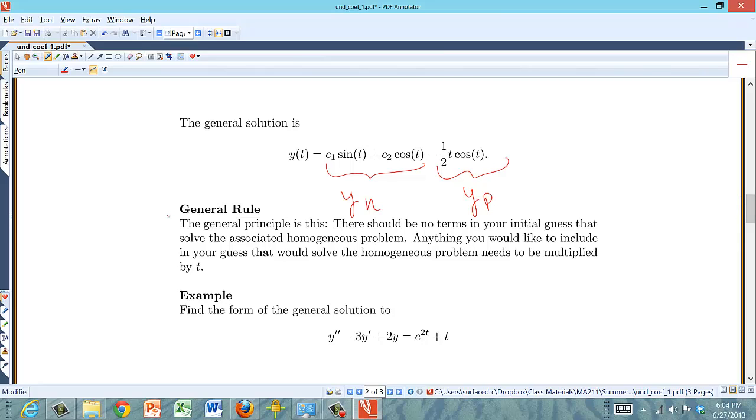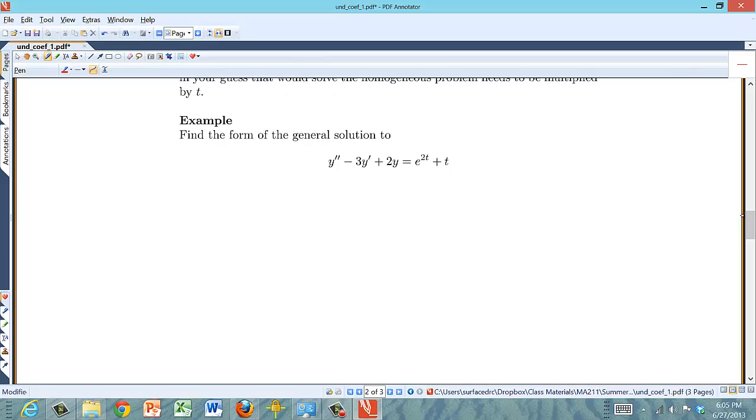Here's the general rule when you're doing undetermined coefficients. There should be no terms in your initial guess, y_p, so your initial guess at a particular solution, that solve the homogeneous problem. Any terms in your guess that accidentally solve the homogeneous problem, they're just going to go away when you plug them into the left-hand side of the ODE. All those coefficients, all those terms, they'll cancel out and they'll become 0. Okay? So anything you'd like to include in your guess that would accidentally solve the homogeneous problem, you need to multiply that by a t to get it to show up.